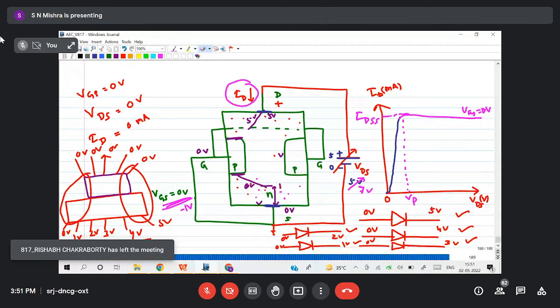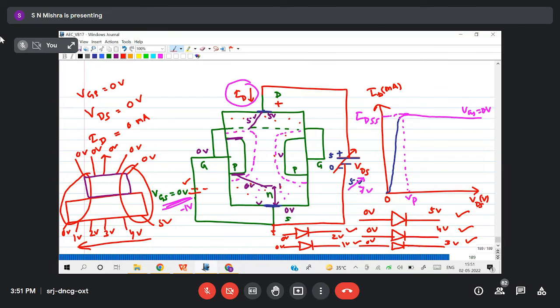Suppose this is the 0 volt. When I have taken 0 volt, this is my depletion region. Now I change this 0 volt to -1 volt. Instead of 0 here, I'll connect -1 volt. Now in this case, will I get more depletion region or less depletion region compared to when I connected 0 volt?